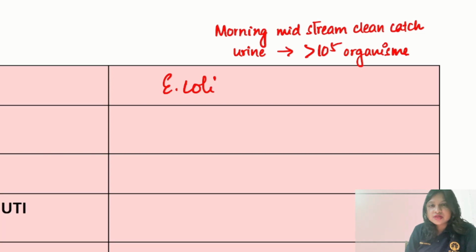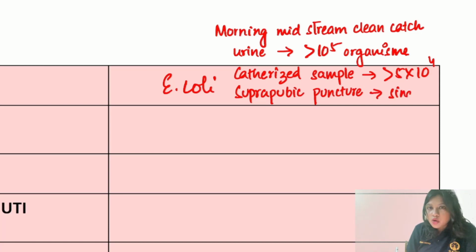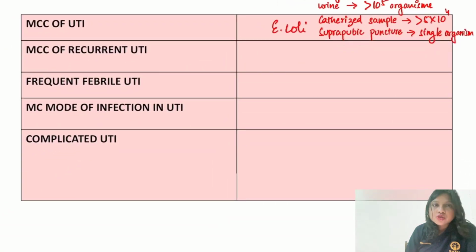to call it significant. If it is a catheterized sample, suppose in unconscious patients or in intensive care patients, it is more than 10 power 4, and in suprapubic puncture, it is the most sterile method of collection of urine, and if you get a single organism also, that is enough to call it UTI. So the most common cause of recurrent UTI in children, the answer I already told, is vesicoureteric reflux.